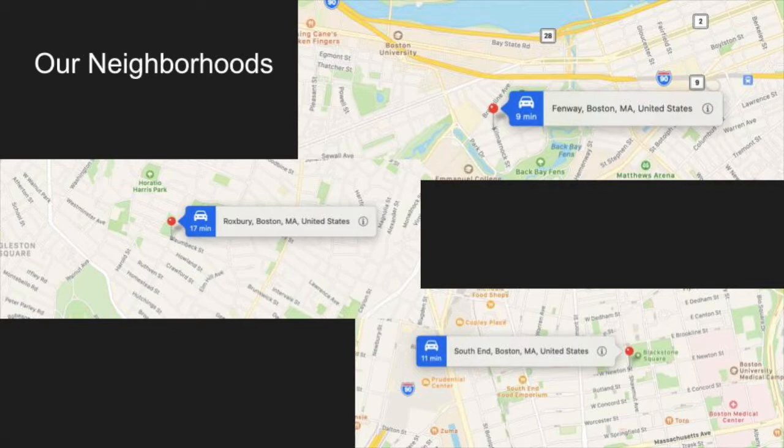The neighborhoods we chose are the South End, Roxbury, and Fenway, all neighborhoods in Boston which have been affected by the process of gentrification and have had the ability to displace their residents.